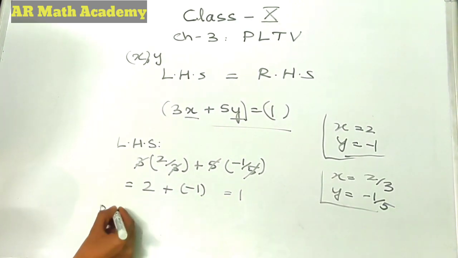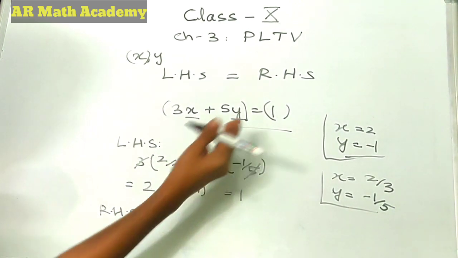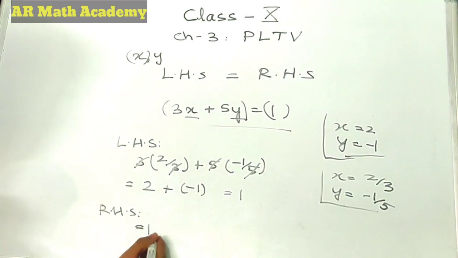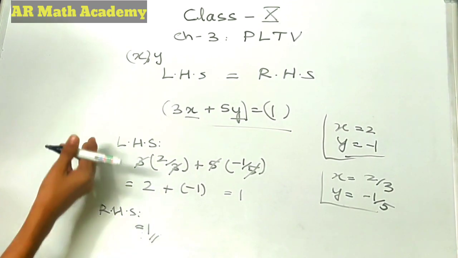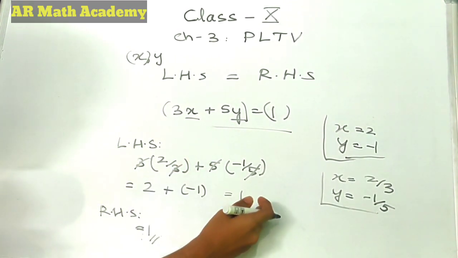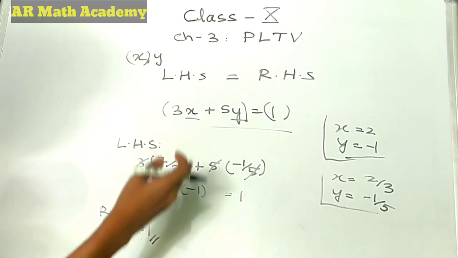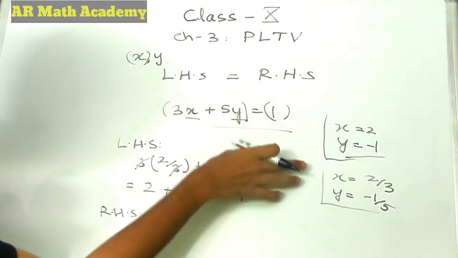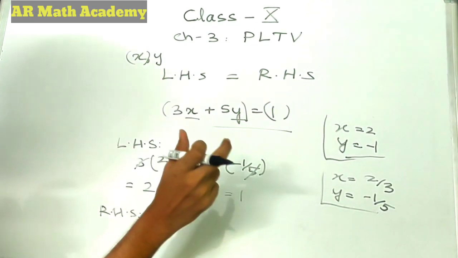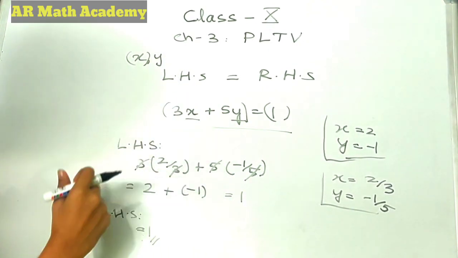Now what is our RHS value? Well, we obviously know that the value of RHS is 1. So from this as well we can see that the value of LHS is 1. The value of RHS is 1. Hence they both are equal and we get an equation over here. So the values which we have taken over here are correct. That is the meaning of this action.